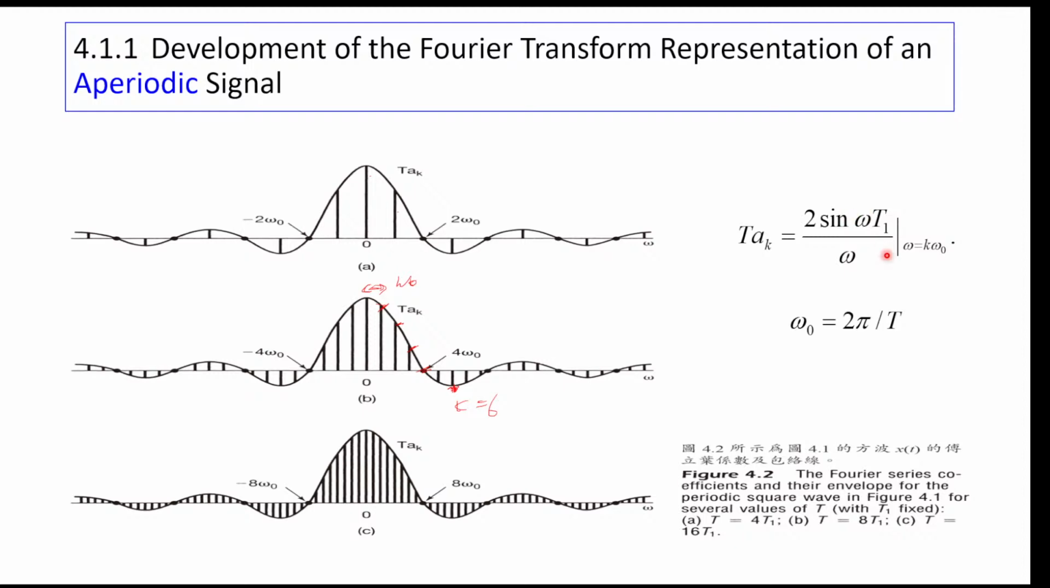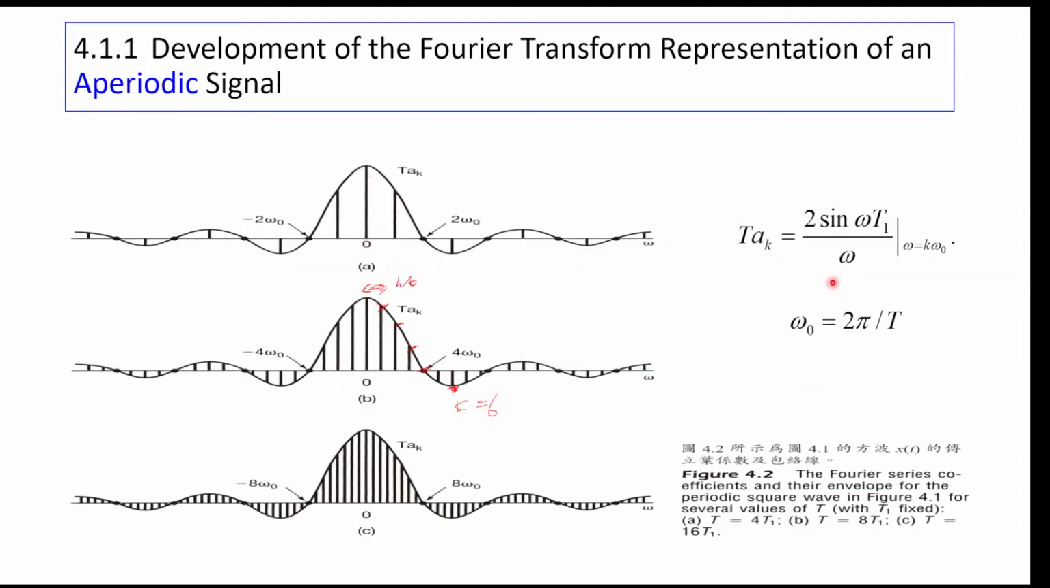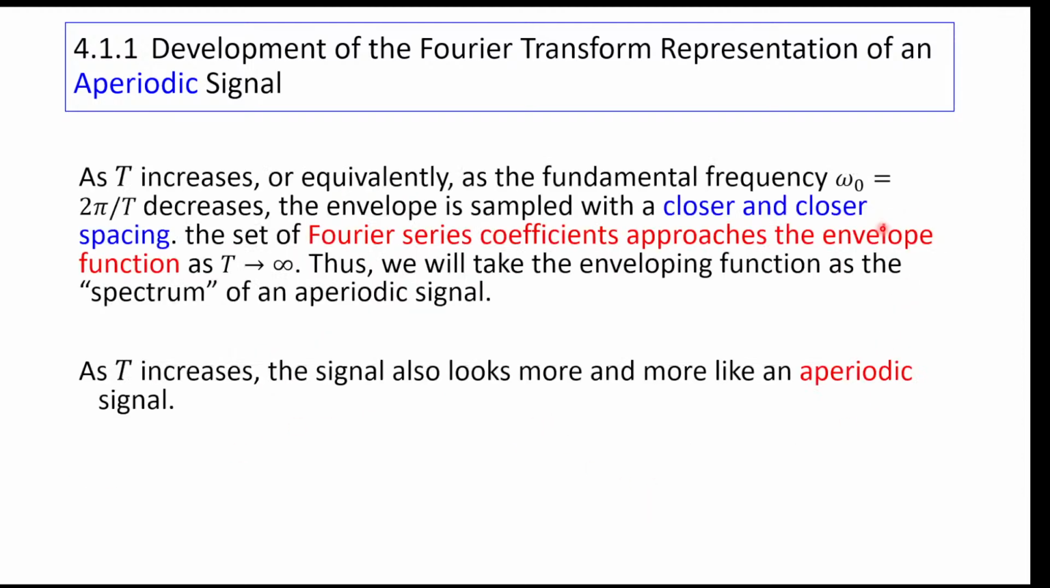This is 2 sine omega t1 over omega, because you are sampling at basically every point of this function. Okay, and yeah, so this is what we say. As T goes to infinity, your omega decreases, and your sampling is more closely spaced, and you think your Fourier series coefficients should approach this envelope function, 2 sine omega t1 over omega.